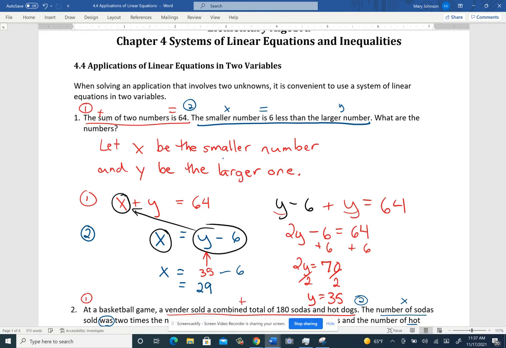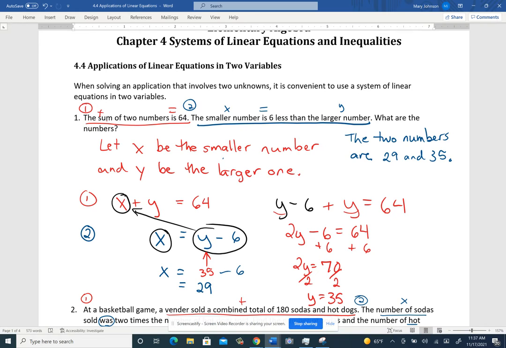Okay. So then you typically write a sentence to interpret your answer. So I would say something like, the two numbers are 29 and 35.